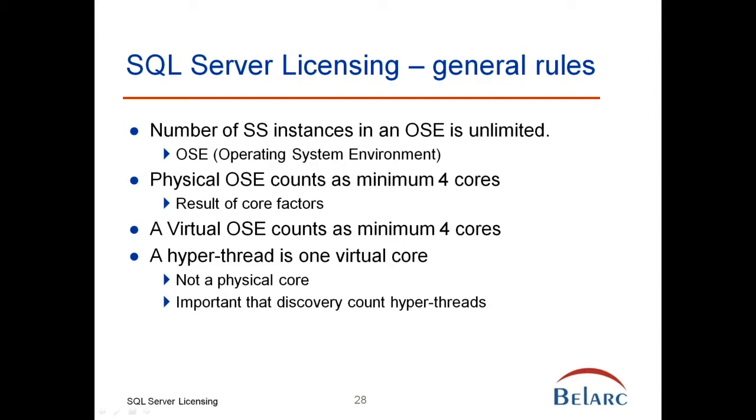The second thing is there's this 4-core minimum thing you have to keep in mind. And that applies both in physical OSEs and virtual OSEs. It means if you've just got one core that you're using and you say, wow, just one, I'm going to save a lot of money, the answer is not quite. You still have to pay for at least 4 cores in most situations. There is an exception that we'll get to. So we'll touch on this again when we do some examples.